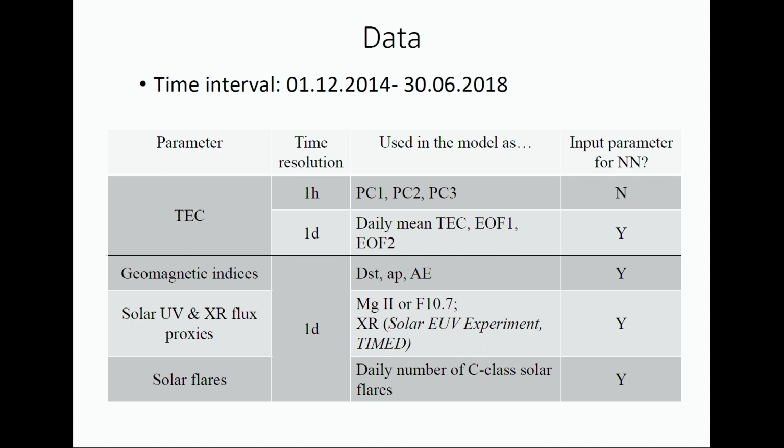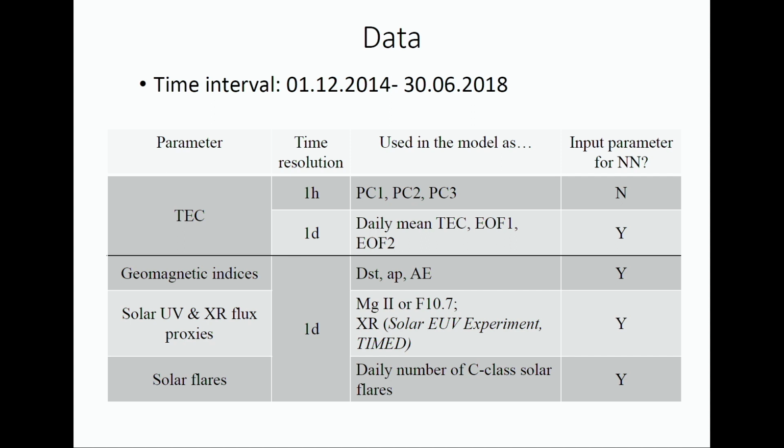And also some more solar-related indexes like magnesium and some other fluxes in UV. You also have the solar flare estimation. You just have the C class, but actually in the convolutional neural network we had more than the C class, basically the stronger ones.